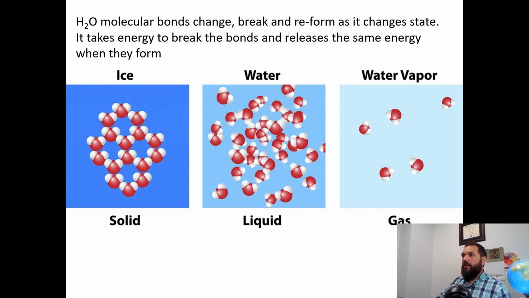Okay, so H2O molecules break and reform as they change state. It takes energy to break those bonds, and it releases that same amount of energy when they form. So basically what I'm trying to show you is that when H2O goes from one state to the other, it's either going to make the environment around it hotter or colder. It's either going to absorb energy or release energy, okay?